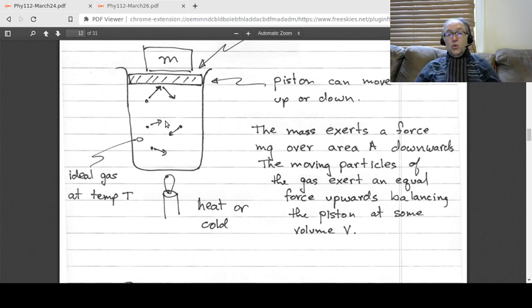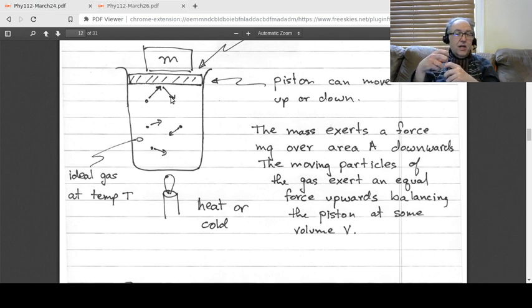And guess what? It reaches an equilibrium height. The piston wants to come down, the molecules want to push it up. Now, why does it reach an equilibrium height? You can imagine what happens if this drops too far. It's not that the particles speed up or slow down.